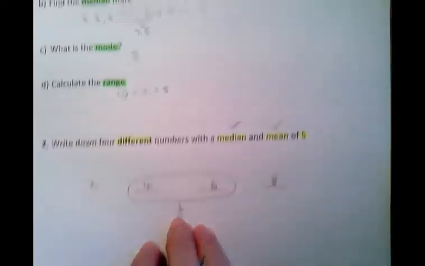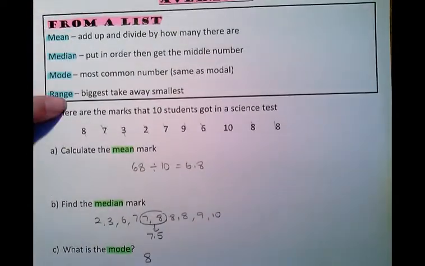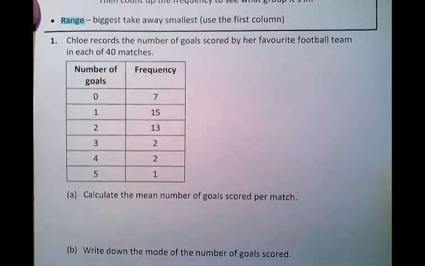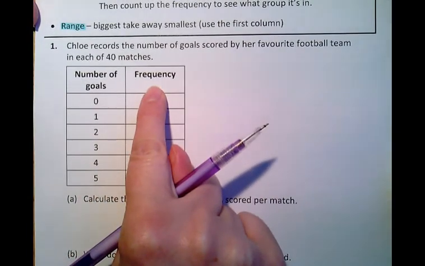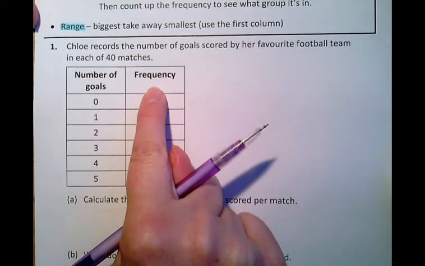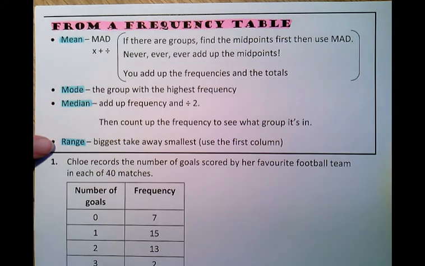Okay, what I want to look at now are averages from a frequency table. So those were just averages from a list of numbers. So if you're asked for the average and the information is given to you in a frequency table, like this, they don't necessarily have to have the word frequency in there. They might just have number of people or something like that. So again, you're looking at the different types of averages.